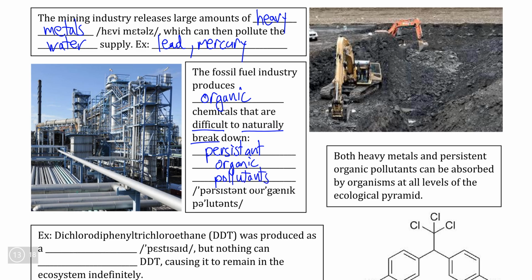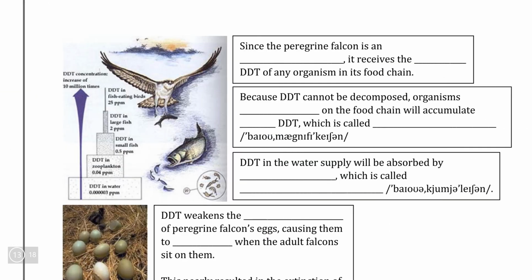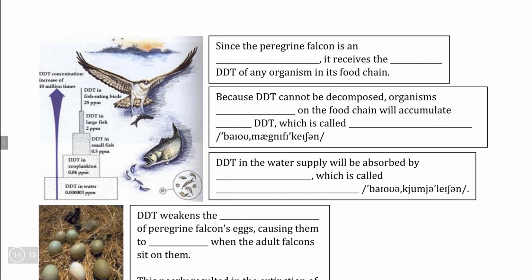Probably the most well-known example of a persistent organic pollutant is this chemical here, more commonly known as DDT, which was originally produced as a pesticide in the 1960s and 70s, used to kill bugs in order to help farmers get higher crop yields. But unfortunately, nothing that we know of in nature can actually break down DDT, and therefore it stayed in the ecosystems permanently and indefinitely, once again ending up in the water supply.